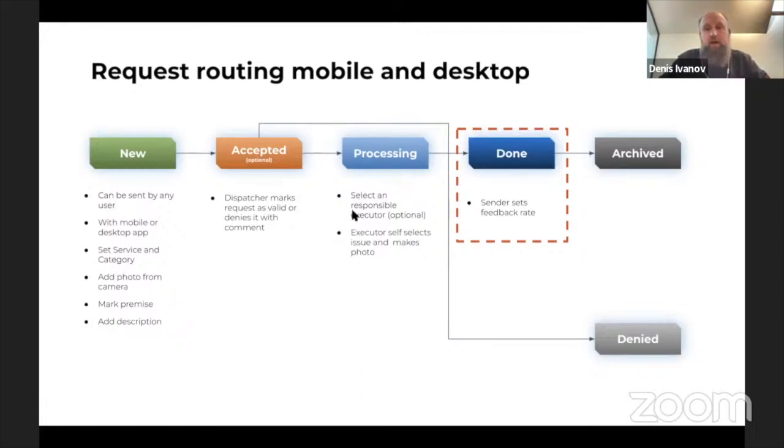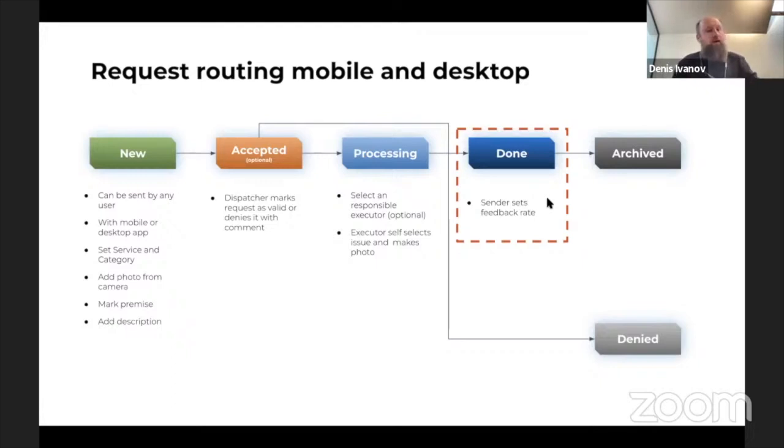Then in the processing stage, the executor takes photos of the problem that he's solving, and then he attaches the results, so how the works were completed. So you can always see the before and after status on the photos and connect it to the room where this happened. But the last stage is the status which is called done.